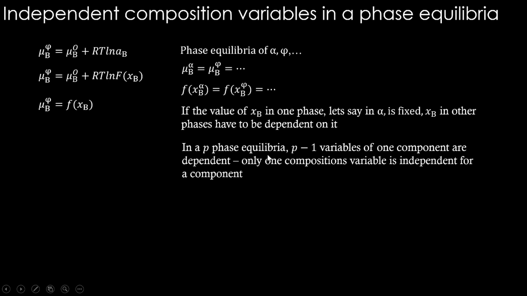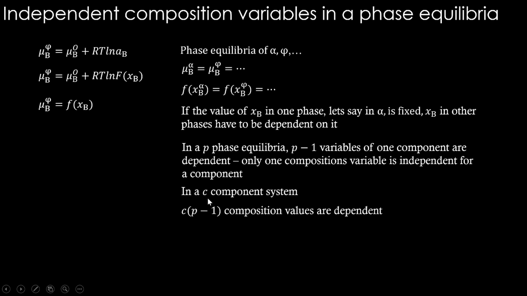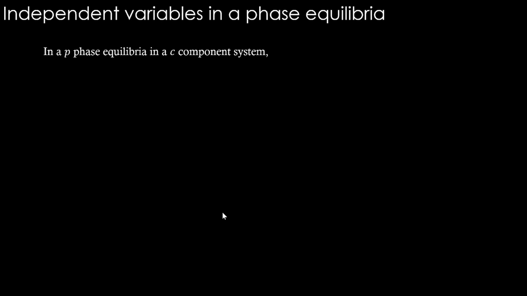So in a P phase equilibria, P minus 1 variables of one component are dependent. Only one composition variable is independent for one component. So if we have multiple components, let's say C number of components, we have to multiply this P minus 1 with C. Those many will become dependent. So we have to subtract this from the totality of variables that we considered initially.